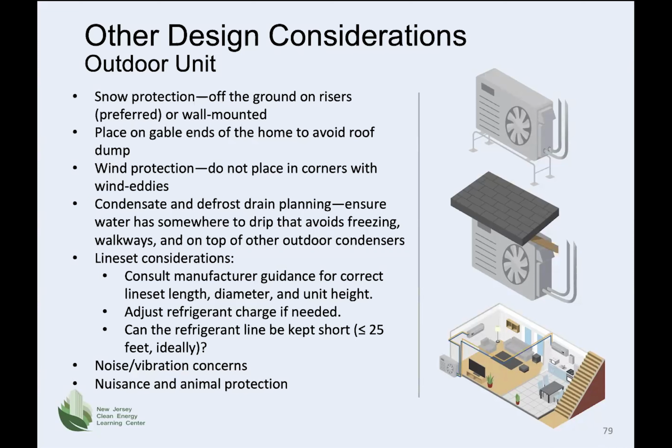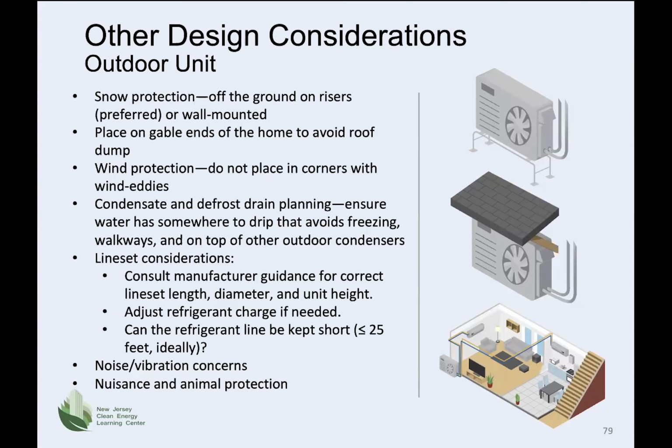So if it's covered with snow and the air can't pass through the outside unit, you won't get any heating at all if it stops the flow of air. And then you may want to locate it on the gable ends of the house. Typically, those have a little more overhang sometimes than the other two sides of the roof of the house itself.